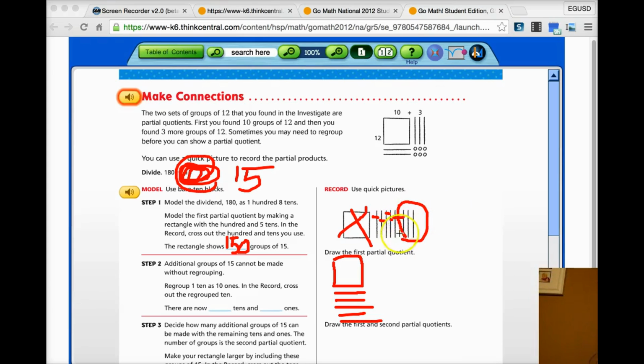So if I take 2 of the 10s, okay? I'm going to put 2 of the 10s here. And then this third 10, if I break it up into 1, 2, 3, 4, 5, 6, 7, 8, 9, 10, I break it up into 10 ones, I can equally divide that amongst this so that I can get more 15s, right?